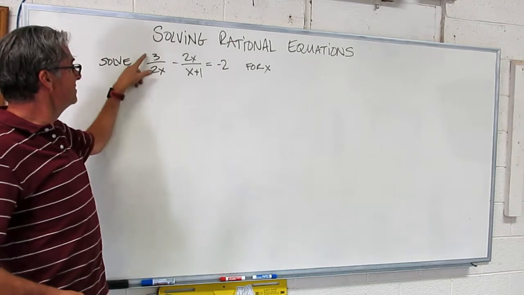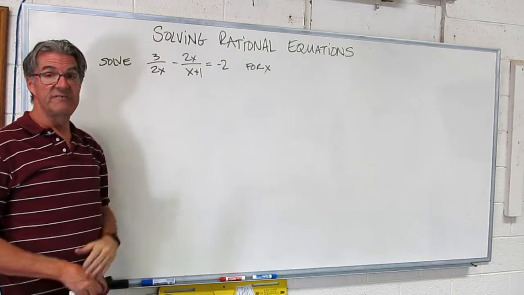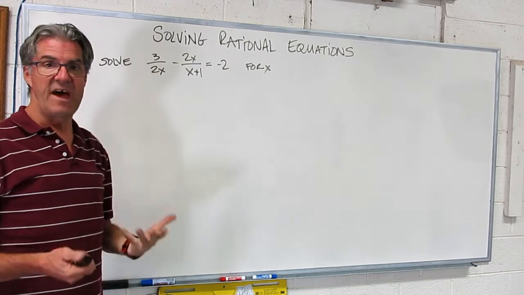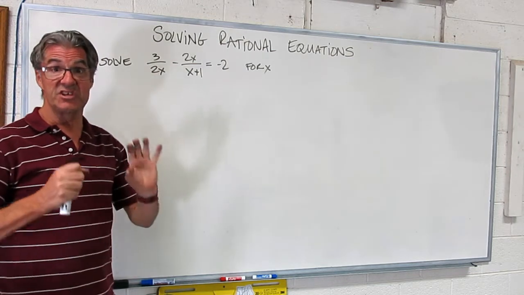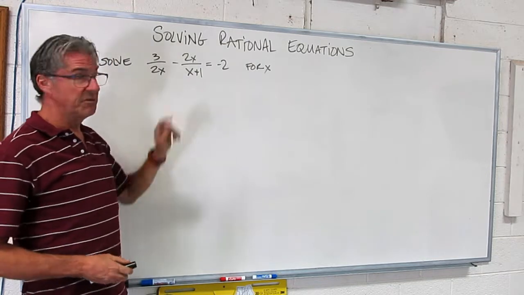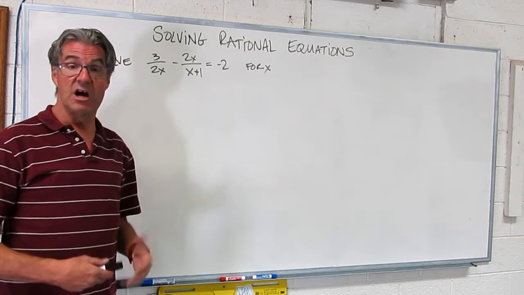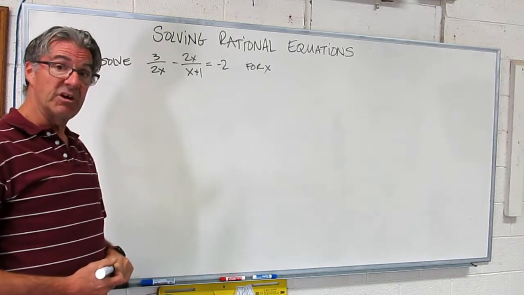Here's my equation, 3 over 2x minus 2x over x plus 1 equals negative 2. And we're going to be asked to solve that for x. This is just algebra. It's a little tricky because we have 2 fractions with very different denominators. So our first step is to get them all over one common denominator. So here's how we're going to do that.